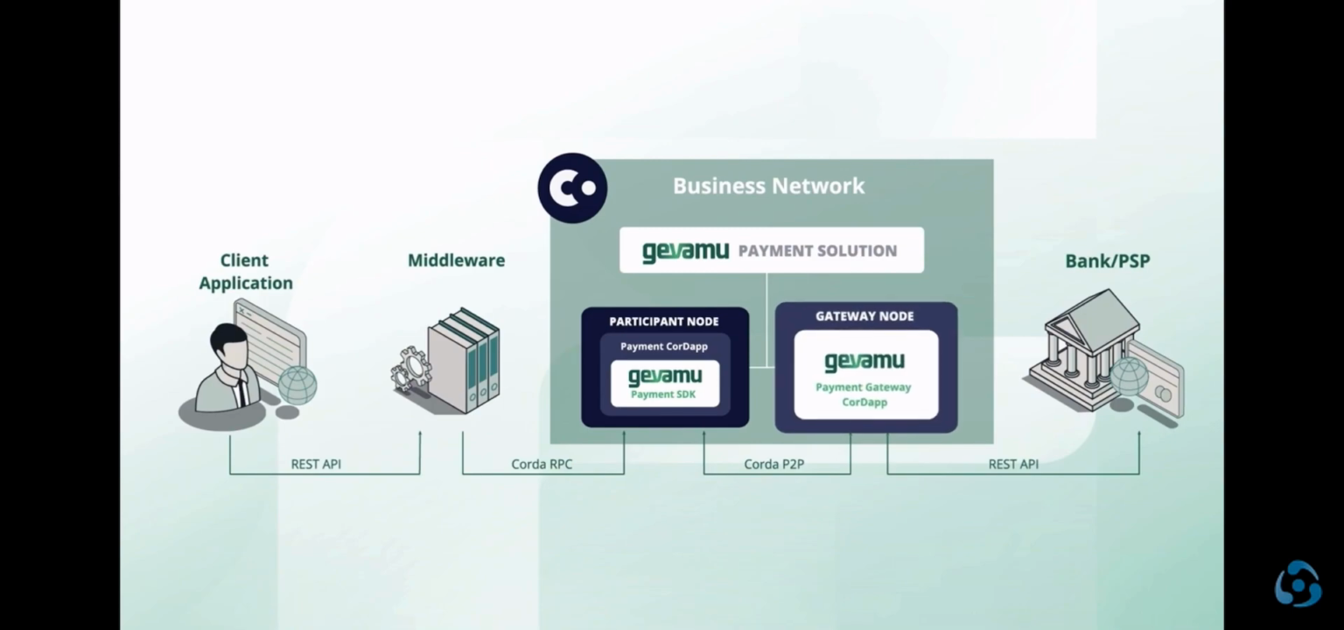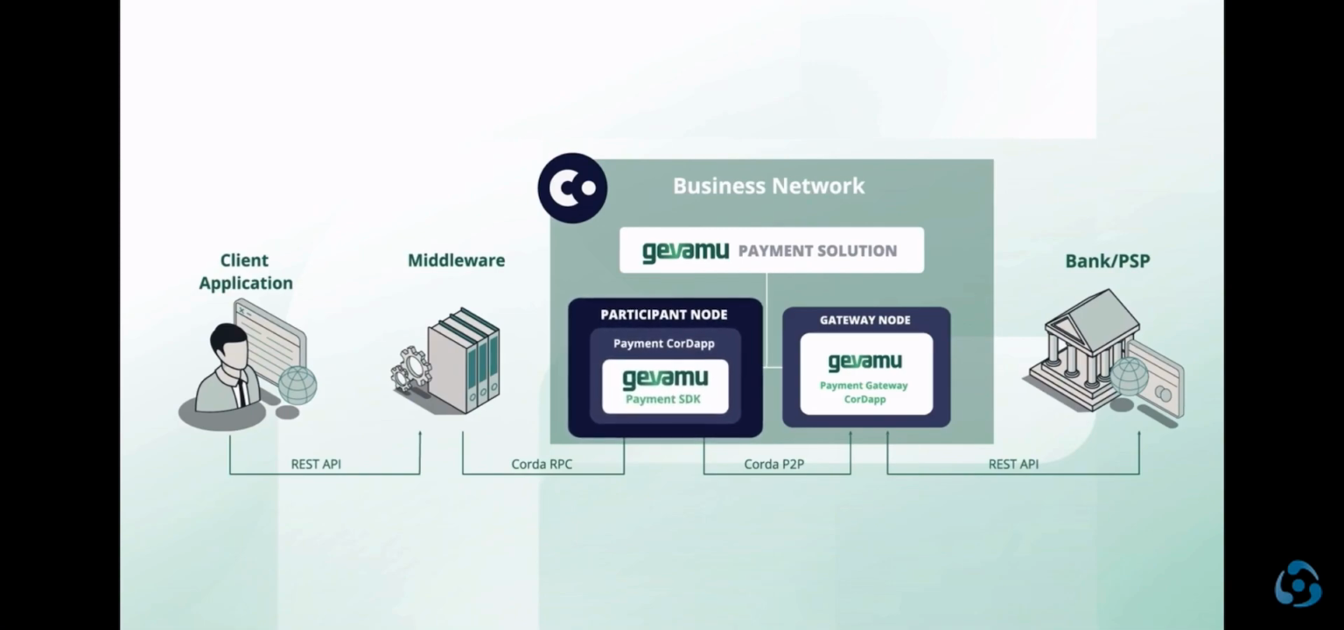A GovMO payment gateway is a core app provided by the BNO. It manages on-chain payment flows initiated by the participant through the GovMO Payment SDK and communicates with an off-chain PSP gateway to pass payment instructions and receive payment status updates. The GovMO payment solution allows the participant to initiate a payment flow by calling the GovMO Payment SDK implemented in the custom payment core app.